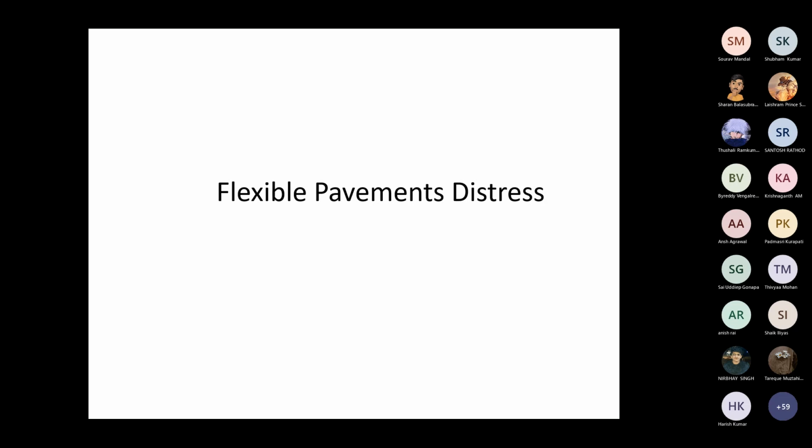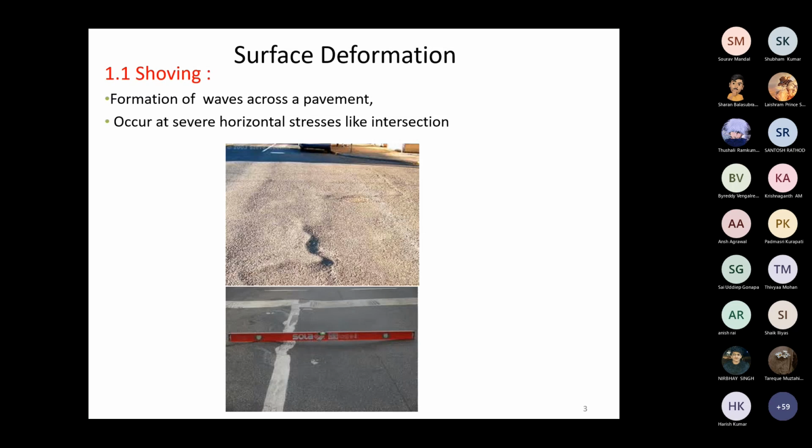So after construction, I told you it's maintenance. Before maintenance, we have to know what distresses occur in both flexible and rigid pavement. First, let us take the distresses in flexible pavement. Regarding surface deformation, there can be many kinds.